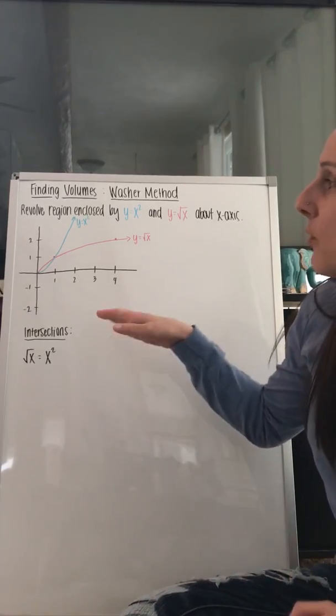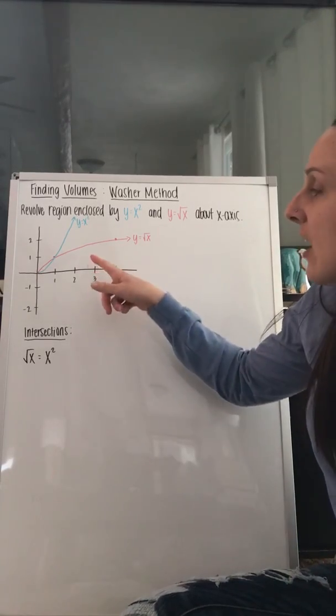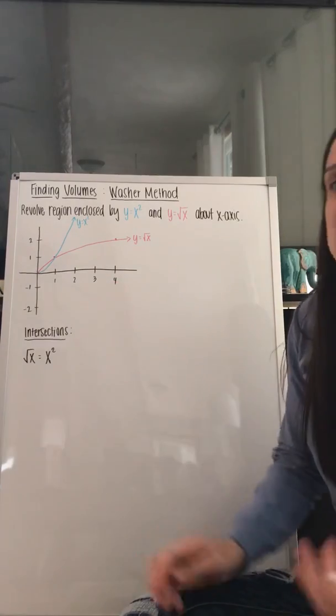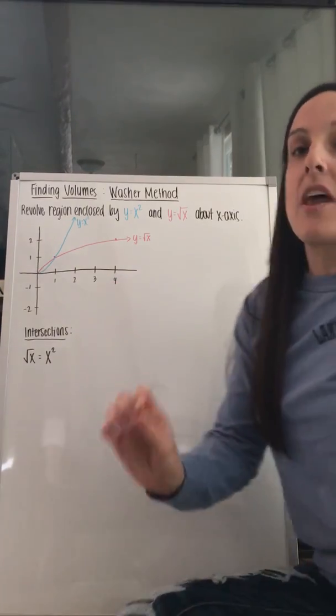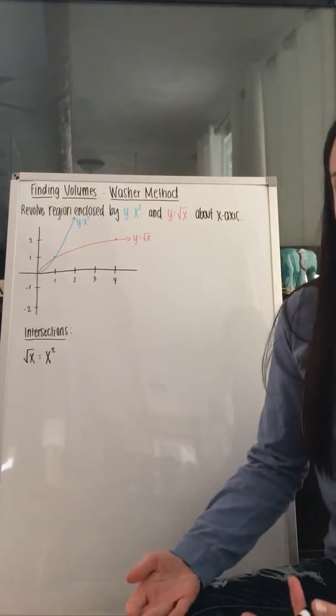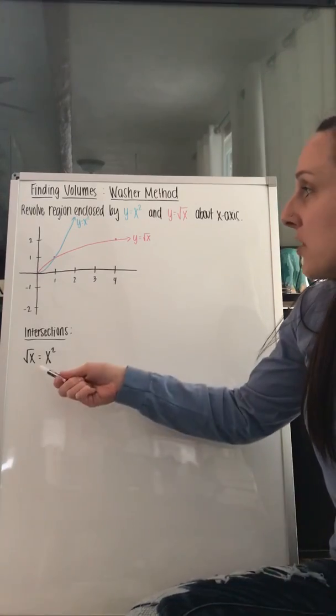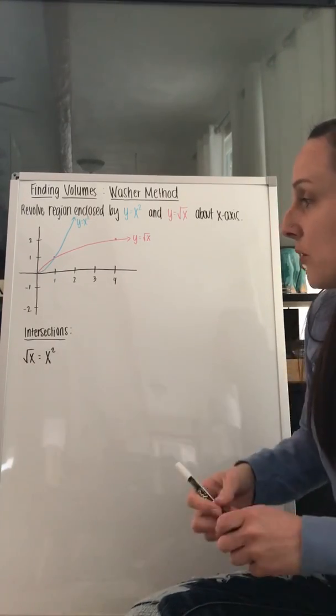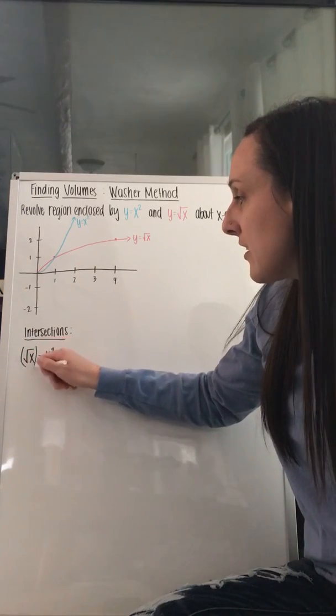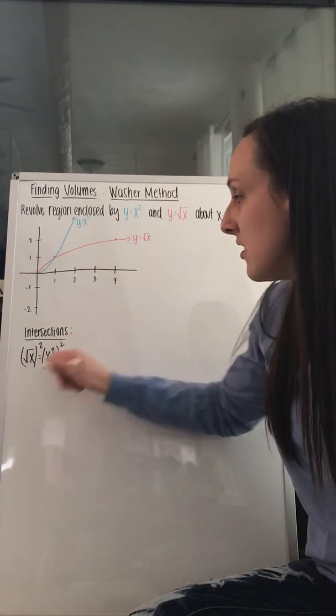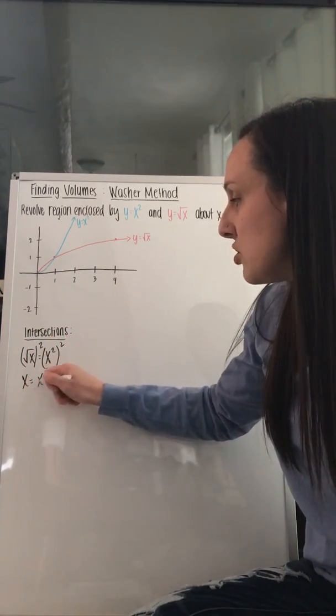So I did a little bit of front work here. I graphed the two functions, and we also need to know where these graphs intersect so that when we set up our integral, we know what x values we're using. To figure out where the intersections are, just set our two functions equal. To solve this, I'll go ahead and square both sides. So x would be equal to x to the fourth.